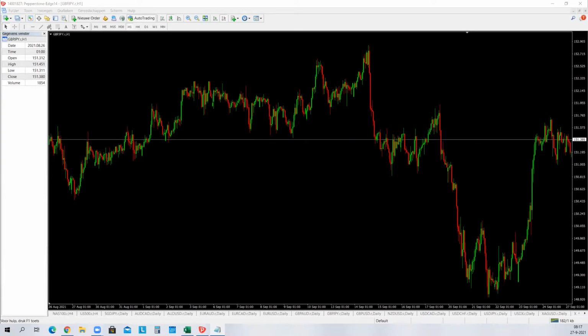Today I want to talk about double bottoms, double tops, and basically explain why, in my opinion, it's not the best way to trade, but how you can use it to your advantage to actually build a profitable trading strategy. So let's get started.